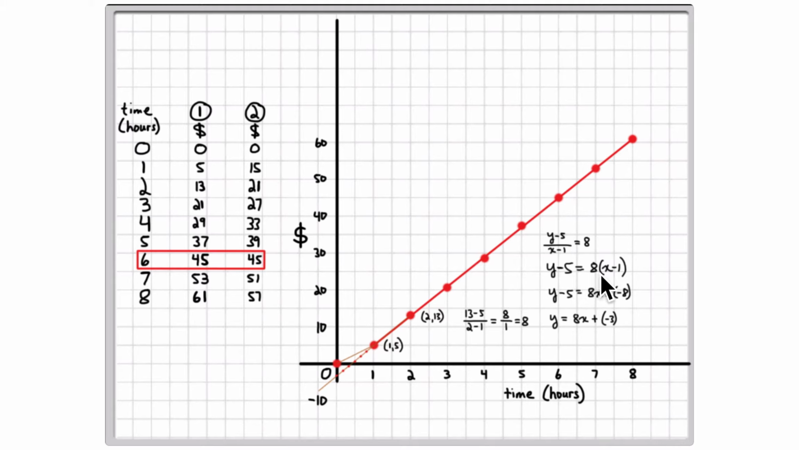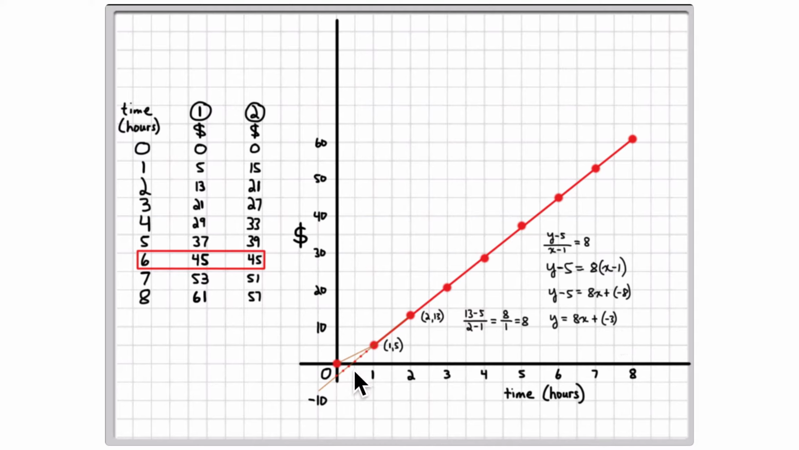2 hours, you make $16. 3 hours, you make $24. But you're not starting out at 0, so you have to take that into account. You're starting out here somewhere. So you get this equation, y equals 8x, so the slope is 8, but it's starting now at -3.